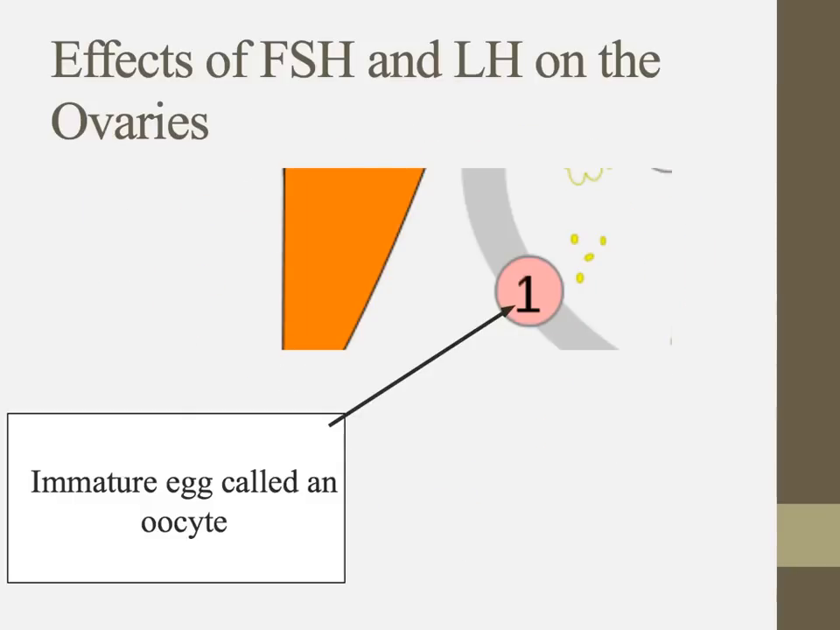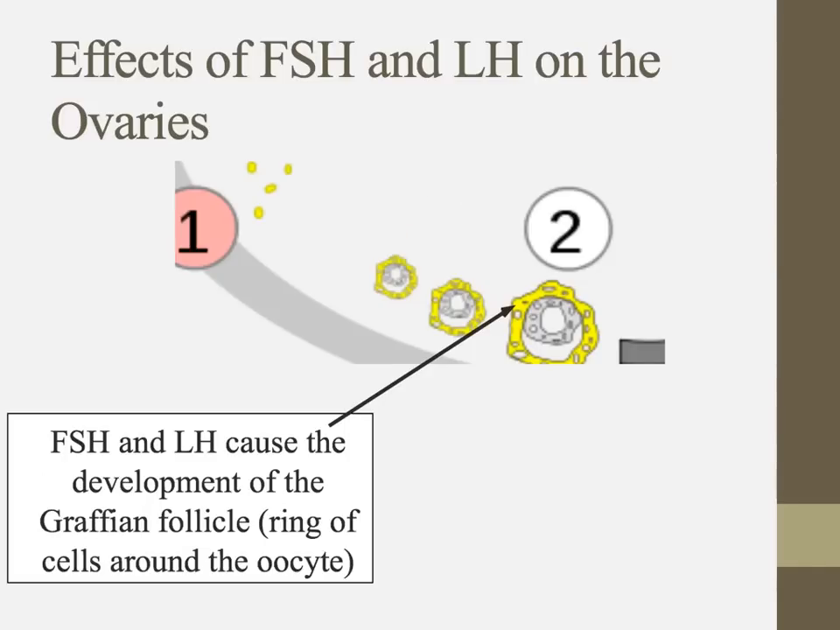The first thing we're going to notice is this small immature egg that's present in the ovaries called an oocyte. Women have thousands of oocytes that they're born with. Every month, one lucky winner is chosen to move on through the cycle. FSH and LH are going to cause the development of the follicle, and that follicle is called the Graafian follicle.